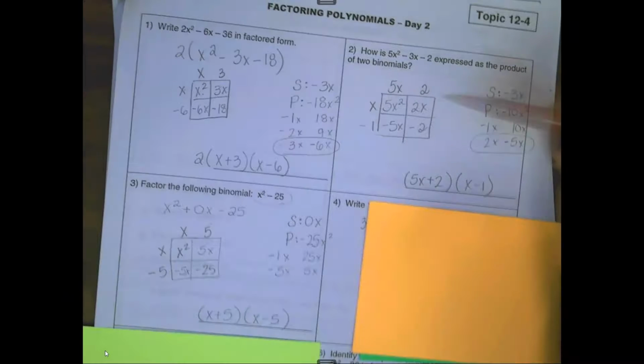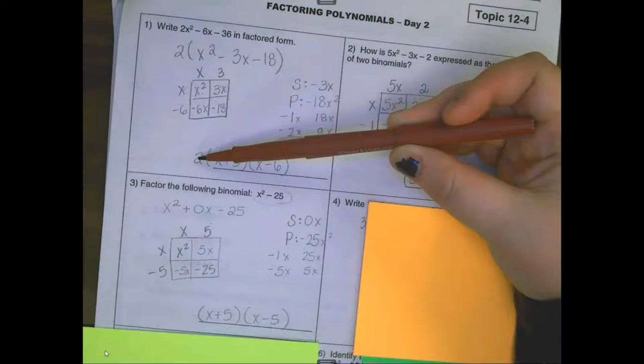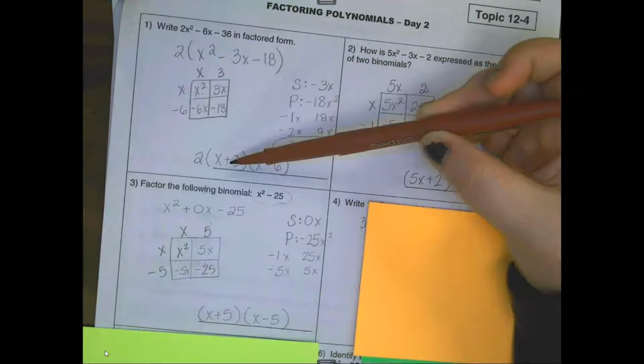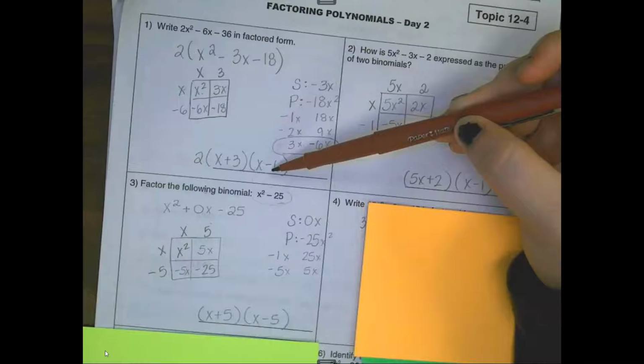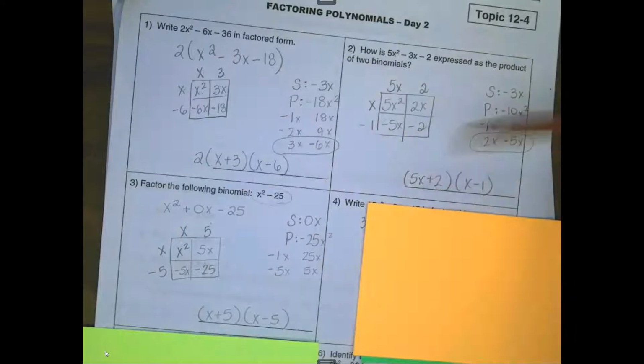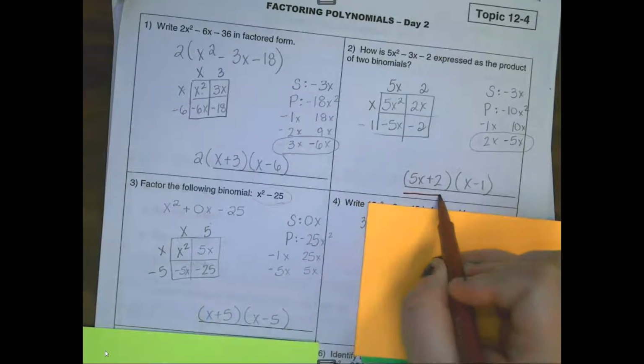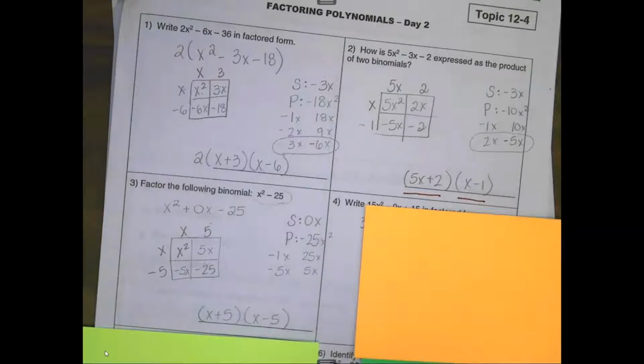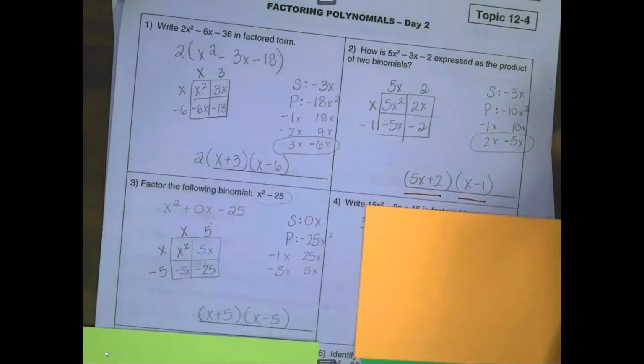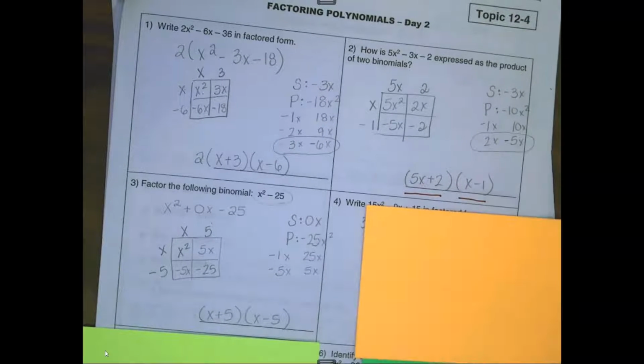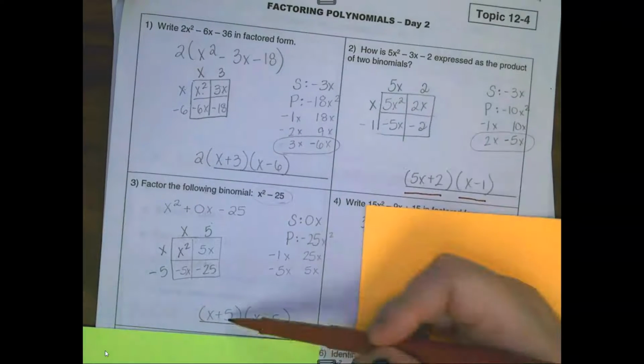So if we go back and look at number 1, there were 3 factors. 2 was a factor, x plus 3 was a factor, x minus 6 was a factor. We had 2 factors here. Here's a factor, here's a factor. Because remember, factors are things we multiply to get that number. For instance, for 6, 2 times 3 are factors. 6 times 1 are factors. So that's all we're doing, finding what we multiply. This one has 2 factors.